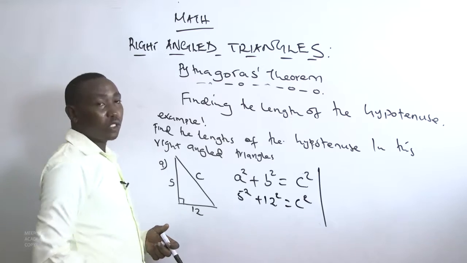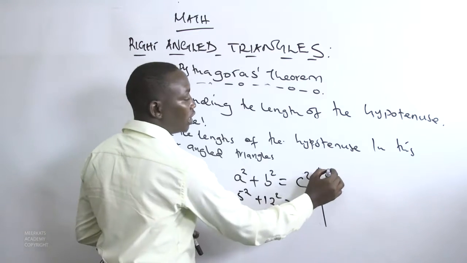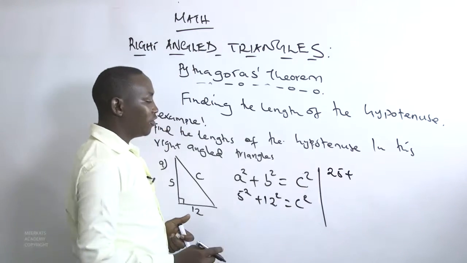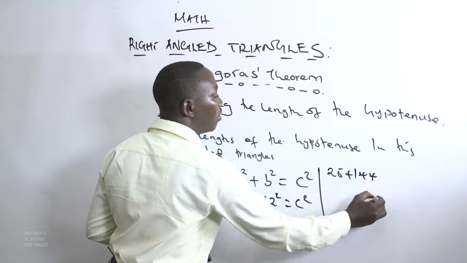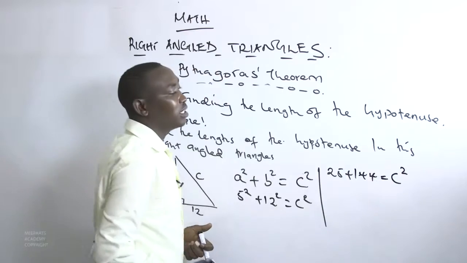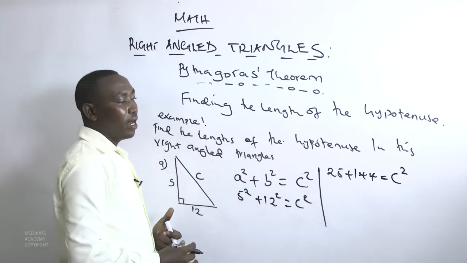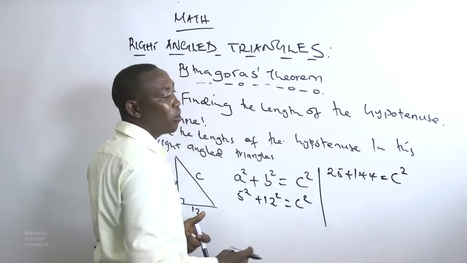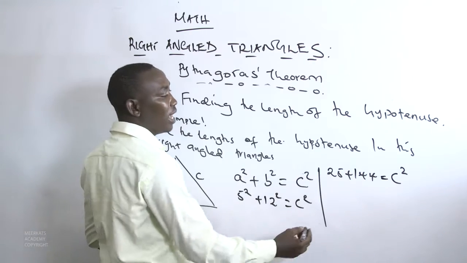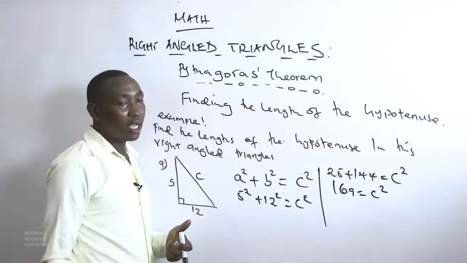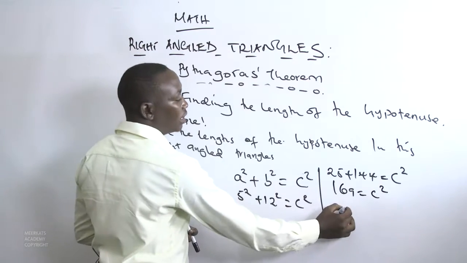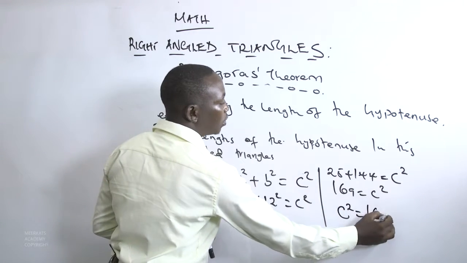Now the square of 5 is 25. 25 plus the square of 12 is 144. Again, this is equals to c squared. Now when you add 25 to 144, you'll get 169, which is equals to c squared. So this tells us that our c squared is equals to 169.